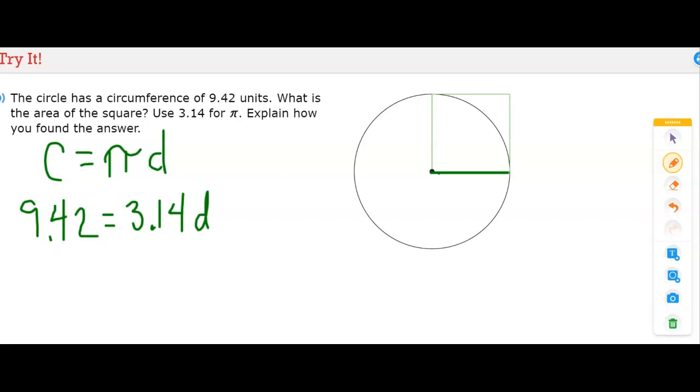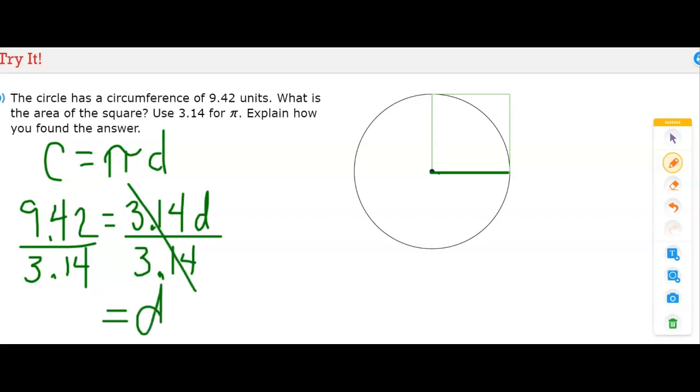So now we have to solve for the diameter. So 3.14 times d, the inverse of that multiplying would be division. So we're going to divide by 3.14 on both sides of the equation. That cancels out. We're left with d. So you would do 9.42 divided by 3.14, and you get 3. So the diameter, the distance all the way along, would be 3.